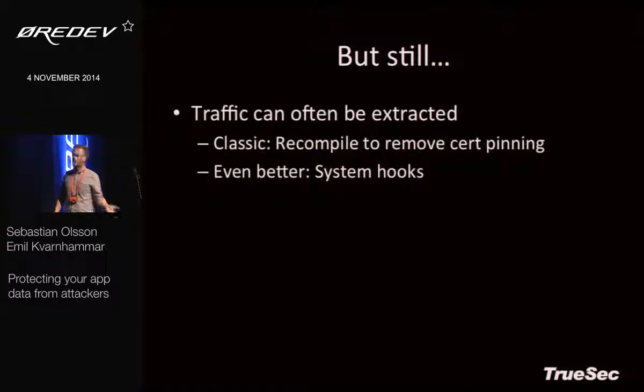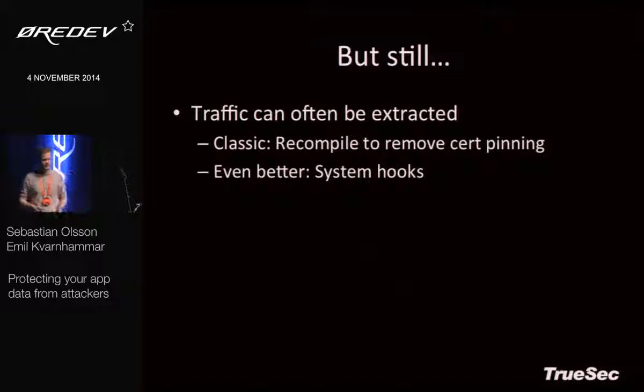But still, traffic can still be extracted in many cases. It can't necessarily be read or changed between the server and the client, but the traffic in itself, like I said, does not hide your protocol. So if I want to find out how your protocol works, TLS does not hide that. Classic case would be recompiling your application, for example, and removing the certificate pinning that you're doing, or interfering with some sort of web proxy. Even better, we could add system hooks to the system and just read out the unencrypted data at the operating system level.